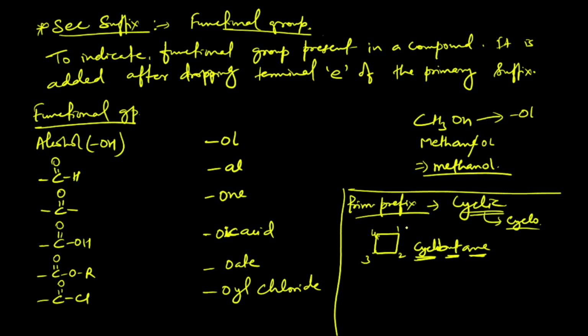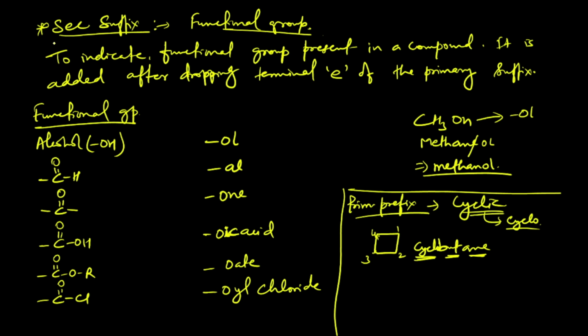Now we'll go to secondary prefix. When we apply this, it is also for functional groups only. But when do I apply this? When more than one functional group is present, one will have higher priority and one will have lower priority. The higher priority functional group will go for your secondary suffix, and the lower priority functional group will come under your secondary prefix.